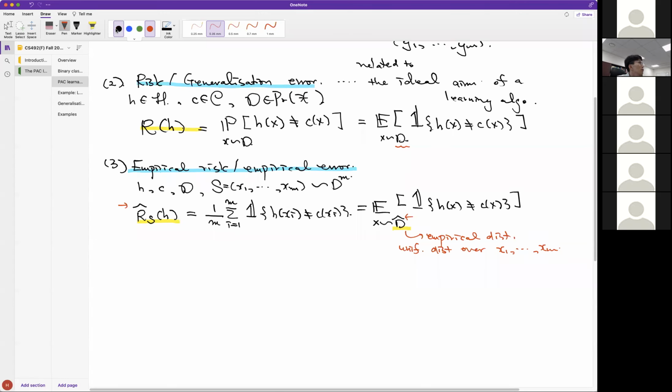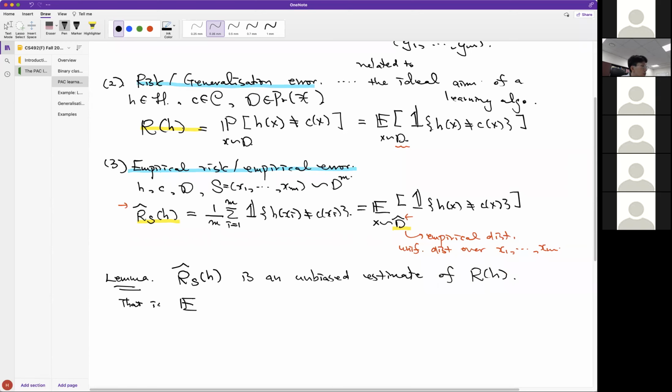The one easy property that we can show is this simple lemma. This is how people say our head S, the empirical risk, is an unbiased estimator of R of h. What that means is, if you take an expectation over S sampled from D of m, then compute R head of S, that's going to be equal to R of h.